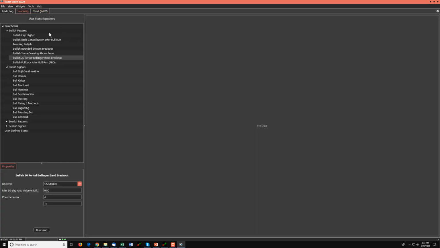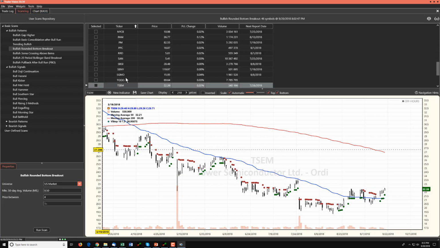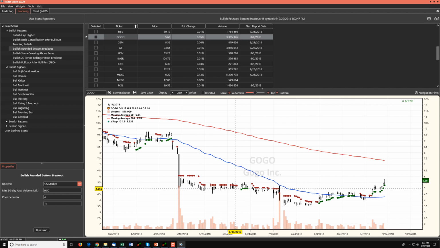Go-Go was on my rounded bottom breakout scan, I think. I saw it earlier. Yeah, it was there. So Go-Go is a nice rounded bottom breakout. You can see it's been basing here since the beginning of May, and it's a very nice setup.